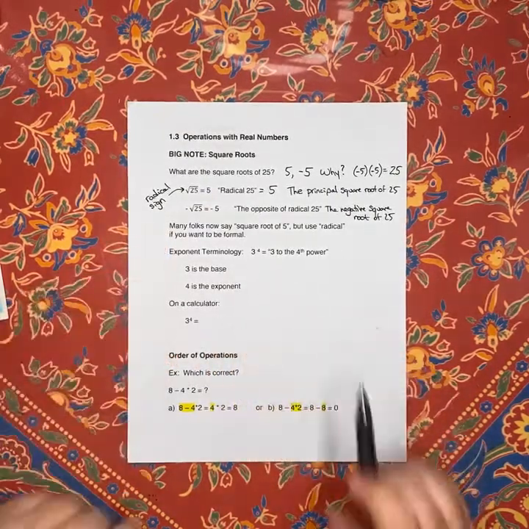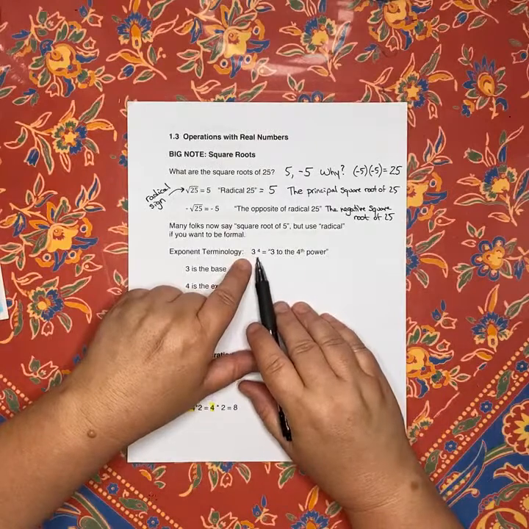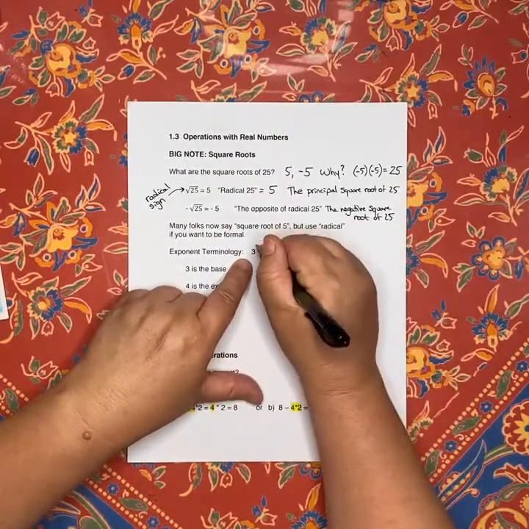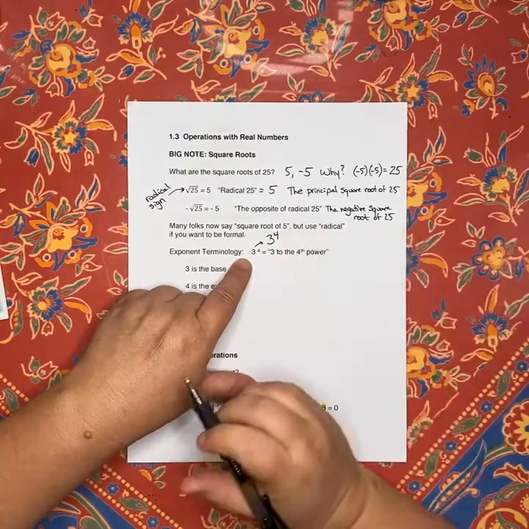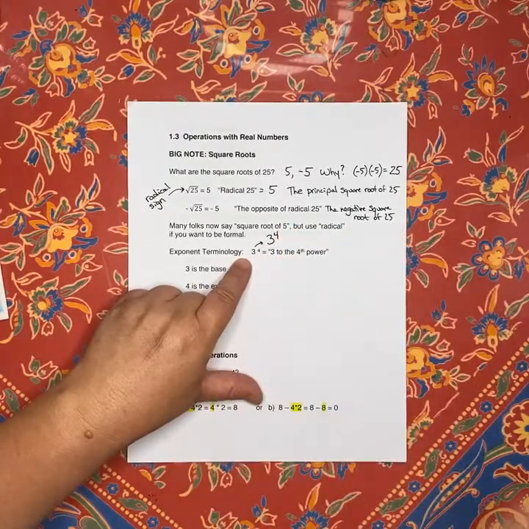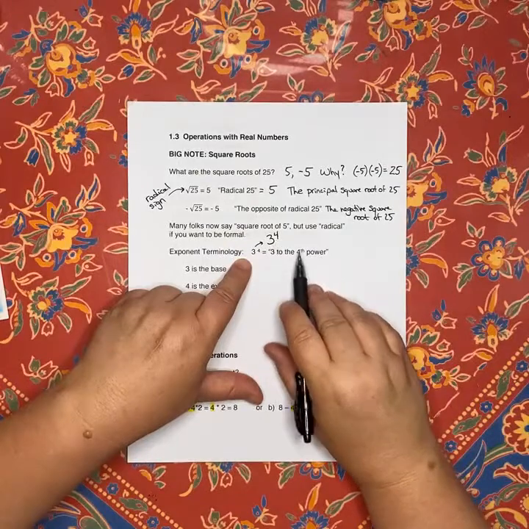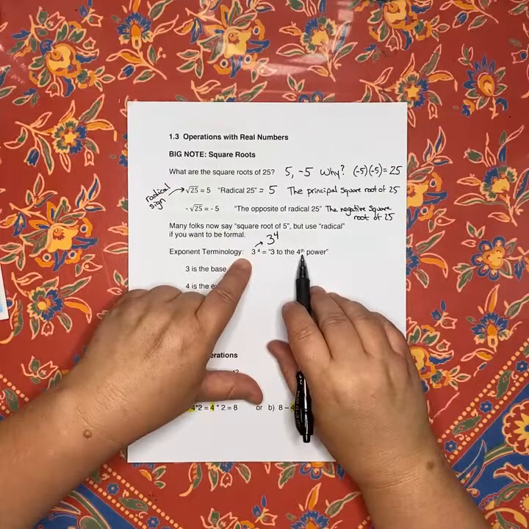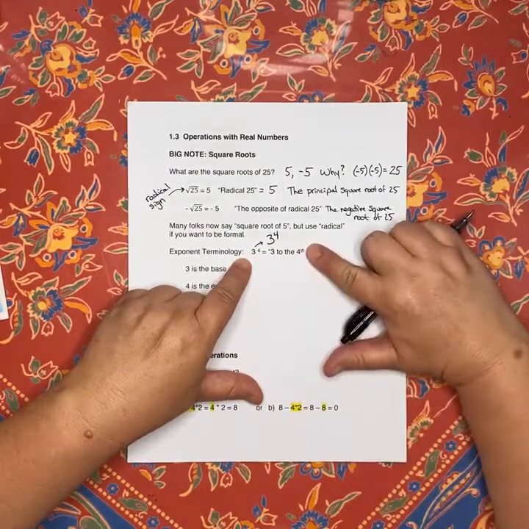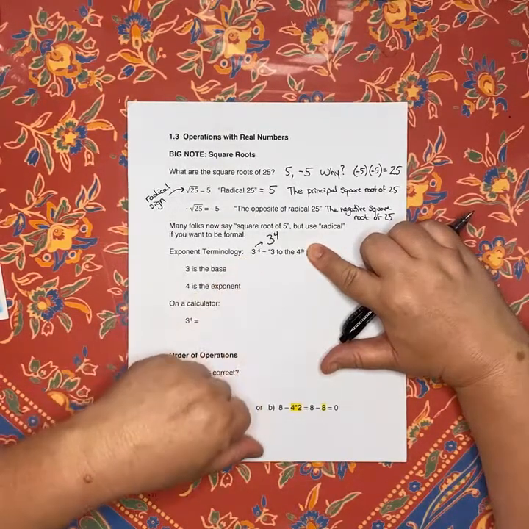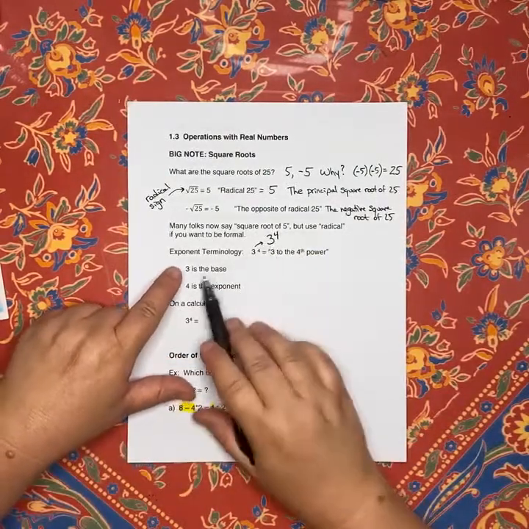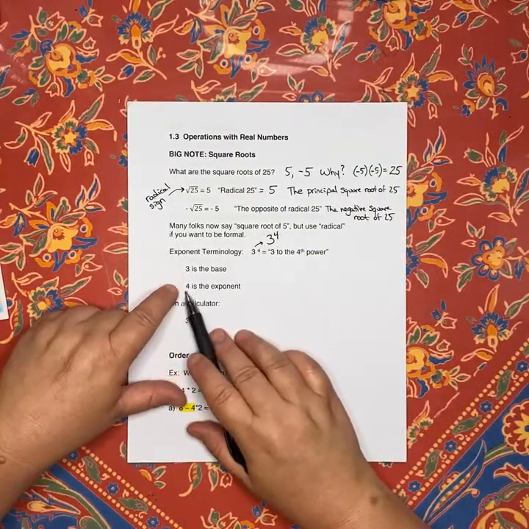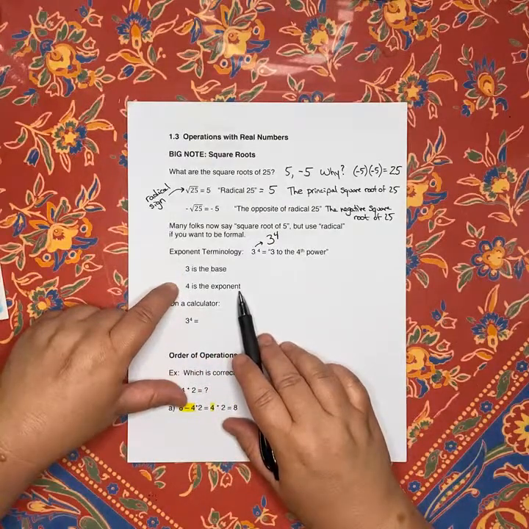If I have, and let me write it bigger, little tiny numbers. Hopefully it's a little bit bigger. This is 3 to the 4th power. Now, to be honest, a lot of people don't say the word power. They just say 3 to the 4th, and that's acceptable. So 3 to the 4th power or 3 to the 4th. In that, 3 is called the base, 4 is called the exponent.